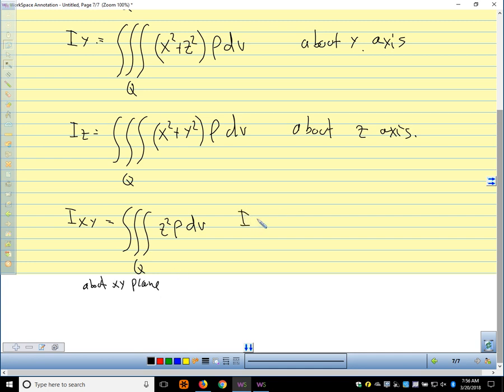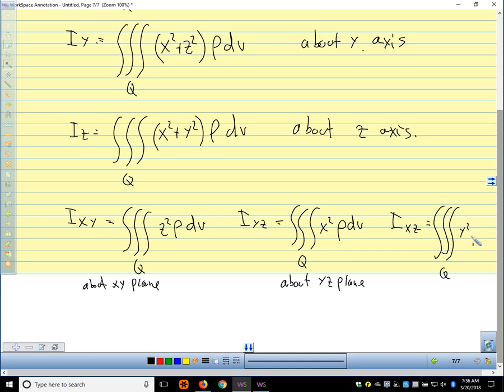I sub yz, square of the distance from the yz plane. So that's x squared rho dV. And I sub, which one am I, xz? Y squared rho dV, and this is about the xz plane.